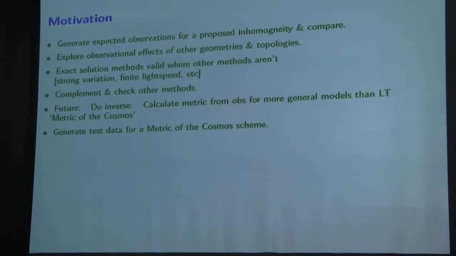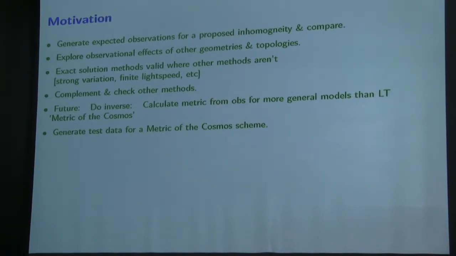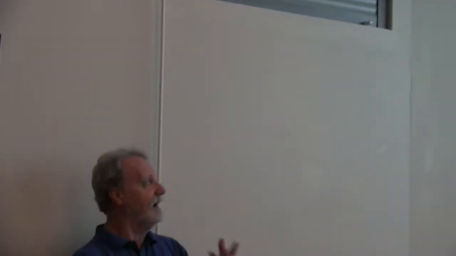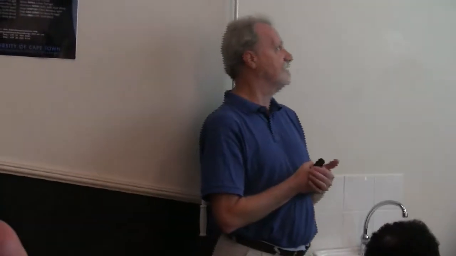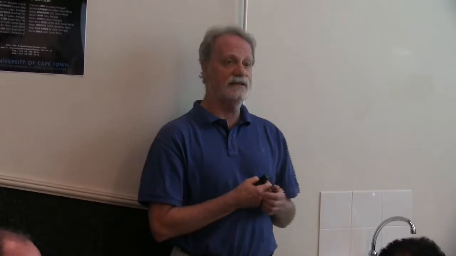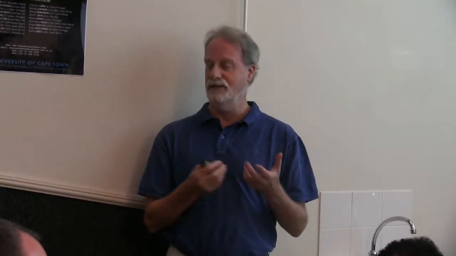Okay. So in general, the idea is to generate for a given model and a given observer what we would expect for the observations, and then be able to compare that with real observations and therefore work on model construction or improvement. But it also allows us to explore what observations would look like in different kinds of geometry and topology. And Szekeres allows us more than the usual sort of thing.